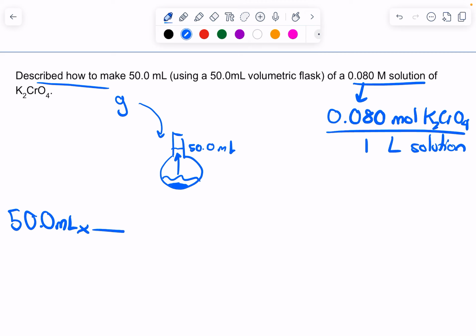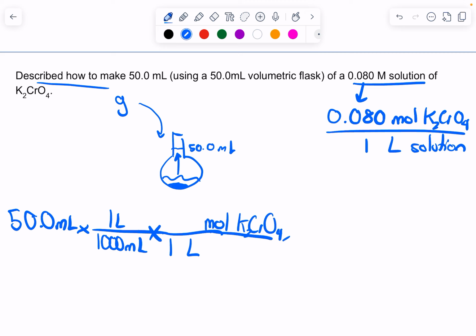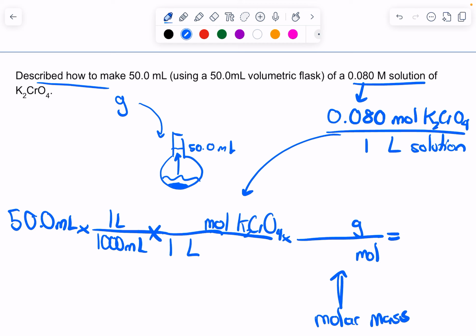So we need to convert to liters, so 1,000 milliliters per 1 liter. Then we're going to use the molarity to get us into moles. Usually I try to put the units first, and I neglected to do that. And then it wants it in grams because we would weigh that out in grams in a lab setting. We wouldn't weigh it in moles. So we're going to need the molar mass too. So molarity is used here, molar mass is used here. Everything's going to cancel to give us grams of potassium chromate.